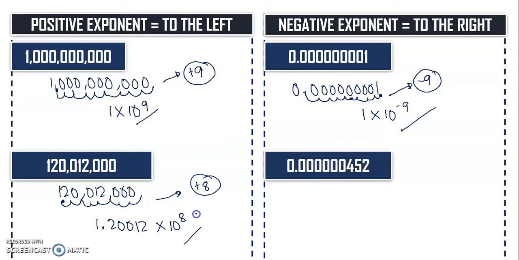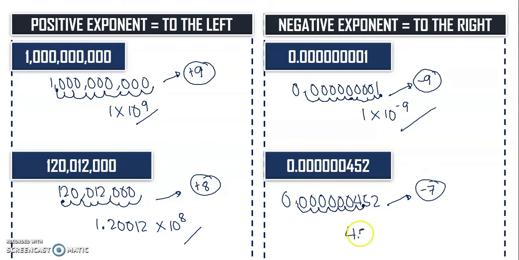The last example is this value, with 6 zeros before 4. Again, move the decimal point to the right, count it, and that gives us an exponent of -7. The final answer here is 4.52 times 10 raised to -7.